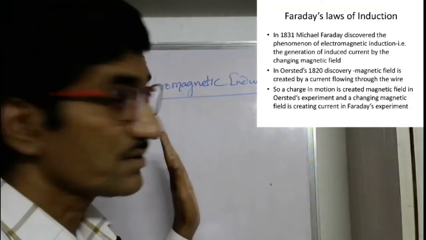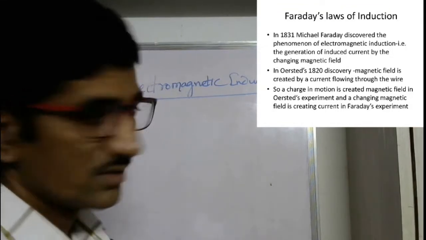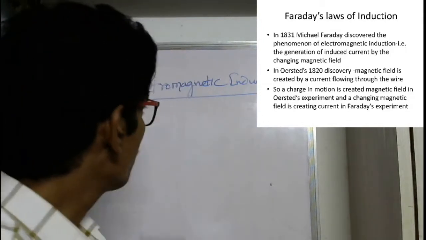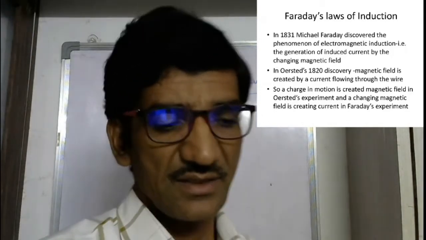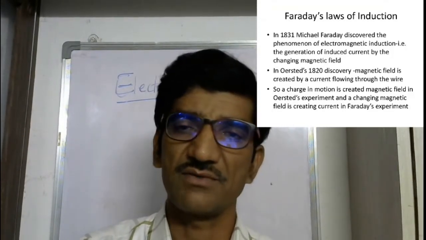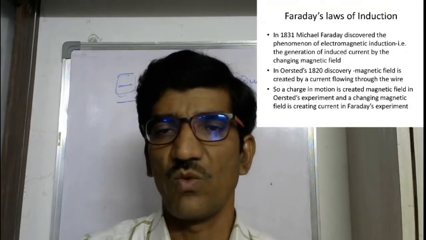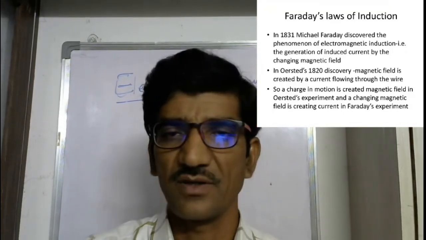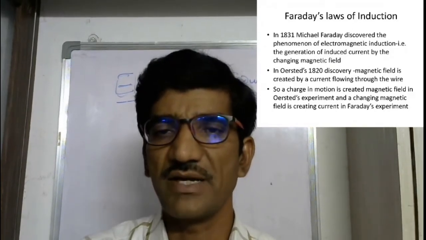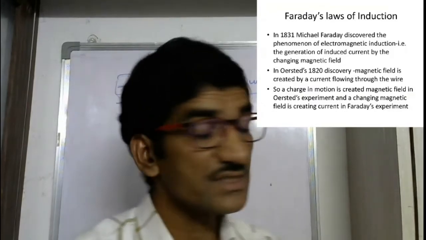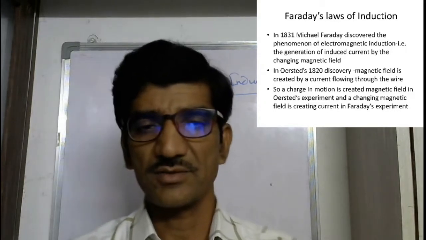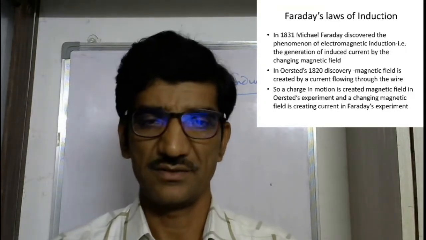This is our topic of discussion. We are particularly studying this unit itself, electromagnetic induction. This phenomenon was discovered by Michael Faraday in the year 1831. What is this electromagnetic induction? It is the generation of induced current by a changing magnetic field. That means creation of current by the magnetic field.